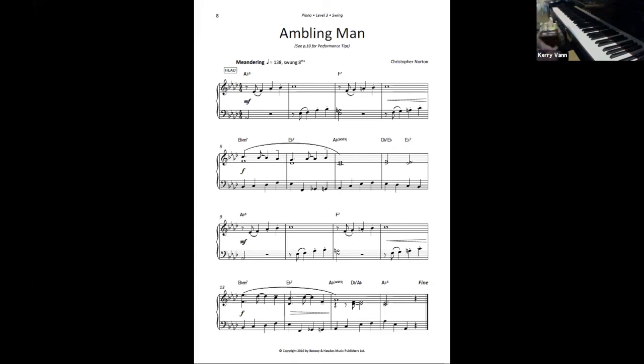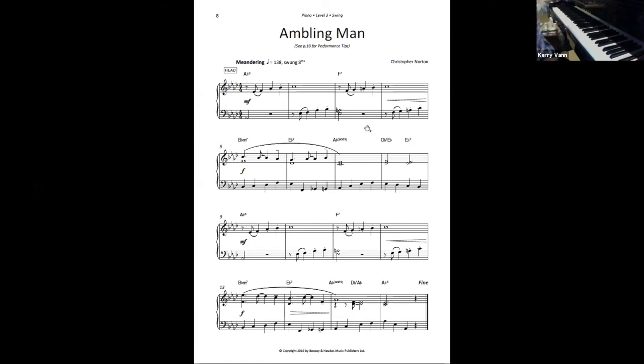Now, have a look at the very last bar. It says A flat 6. The backing track has the 6th. But the poor old piano player doesn't get the fun of playing the 6th, and I'm going, well, we've got to remedy that. So I finished with this really cool 6th chord. Okay, let's have a listen to how that all turned out.